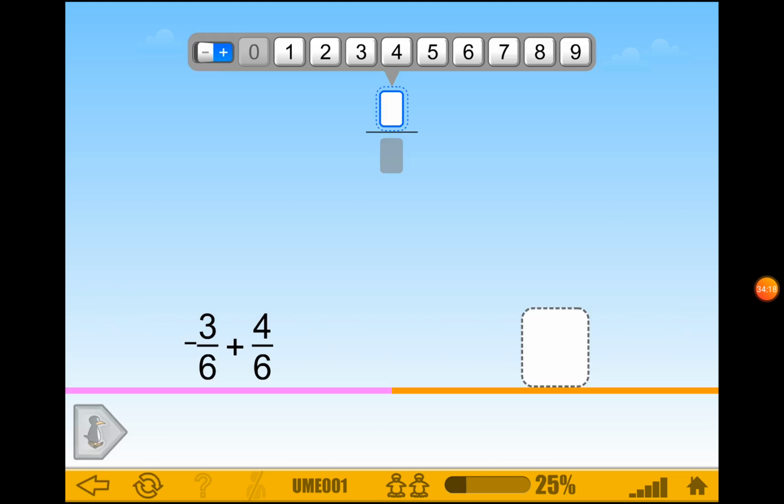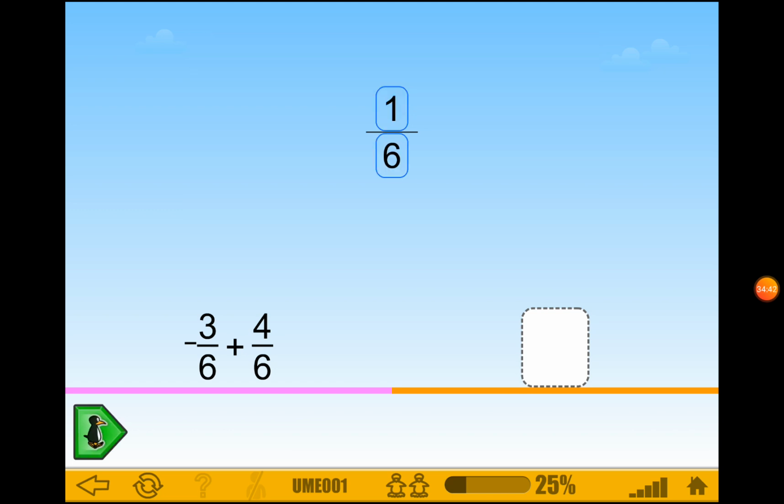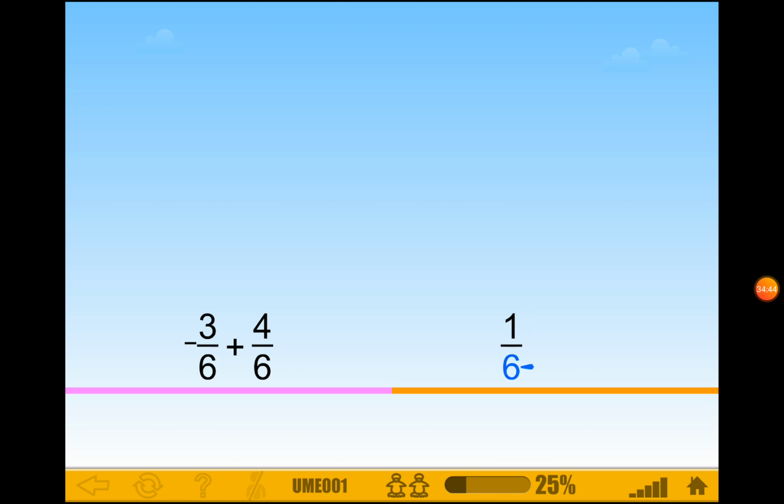Okay, so on this one, this is negative 3/6, which is also equal to negative half, but that doesn't do anything. And then 4/6 is equal to 2/3. Oh wait, yeah. So then, negative 3 plus 4 is 1, and then the denominator stays the same, so this would just be 1/6. Let's go.